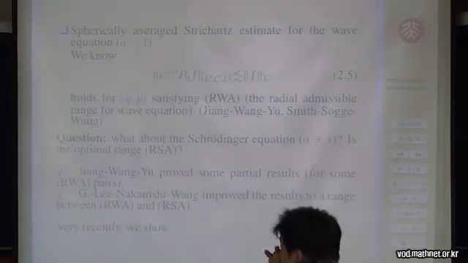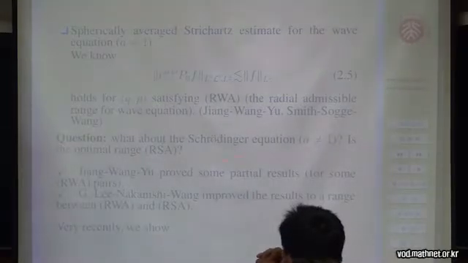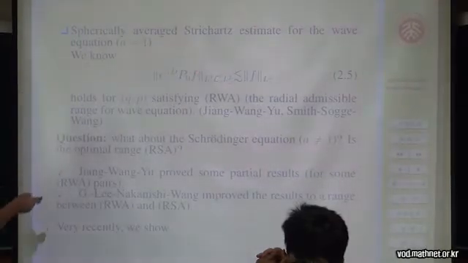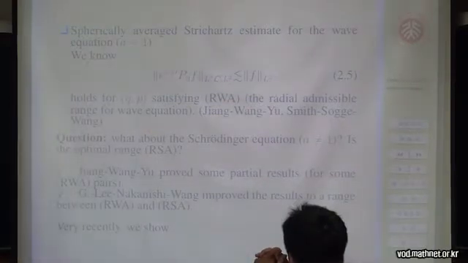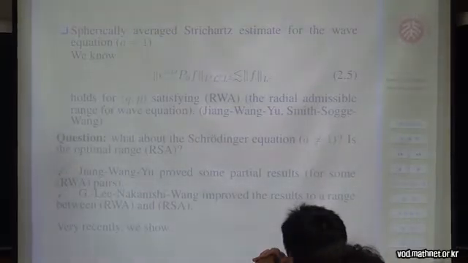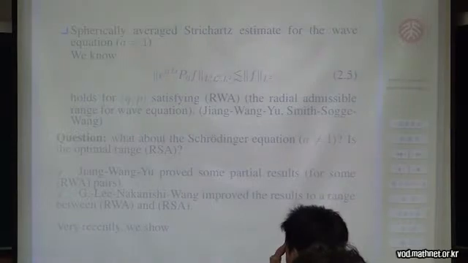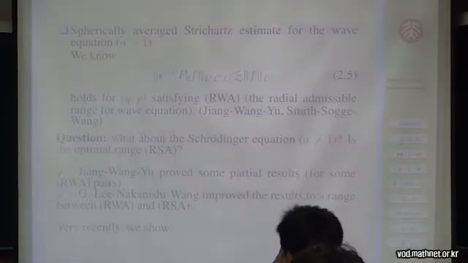There are some partial results. The first one is in this paper. They proved some result for the Schrödinger equation, but not the whole radial range. In this paper, they deal with the wave equation, and the method relies heavily on the wave equation. In joint work with Lee and Nakanishi, motivated by the application to the Zakharov system, we consider this estimate.